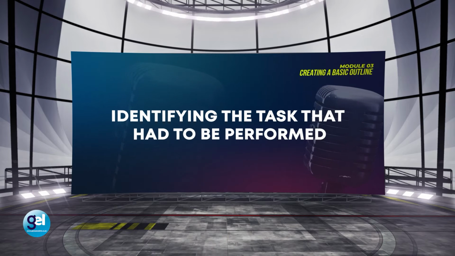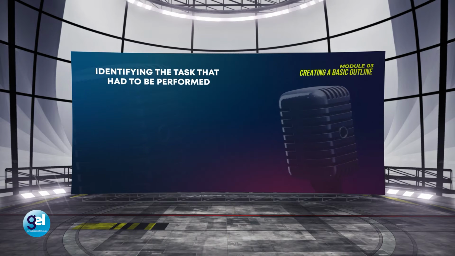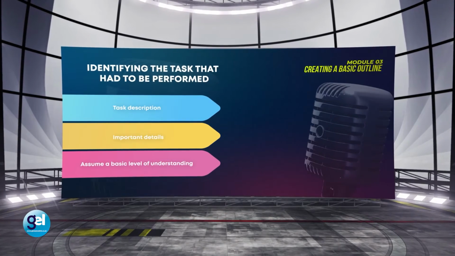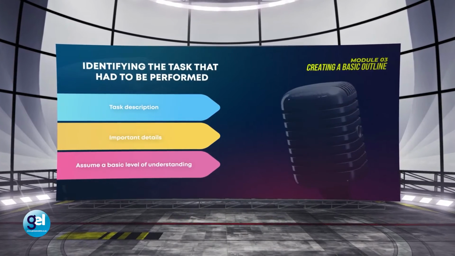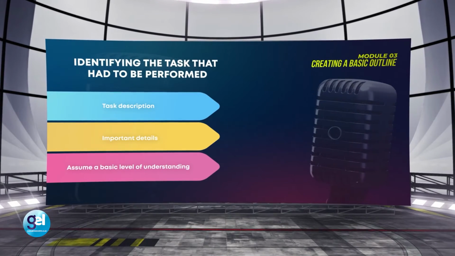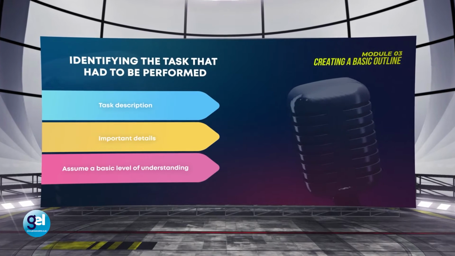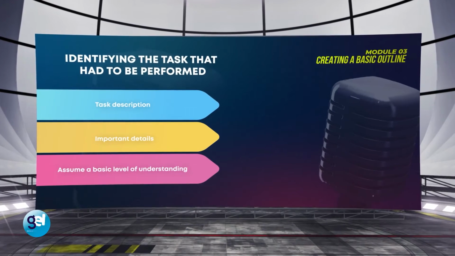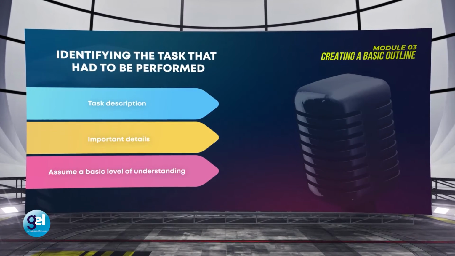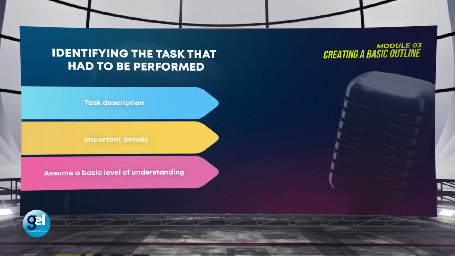Identifying the task that had to be performed. Your task description will be the organising principle for the rest of your presentation. Most of what follows will be an account of what you did to complete the task. One way to come up with a simple, clear task description is to imagine you were writing it for a teenager. How would you describe what you did to someone who knows very little about your work?